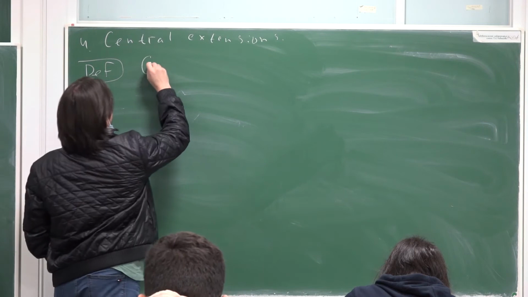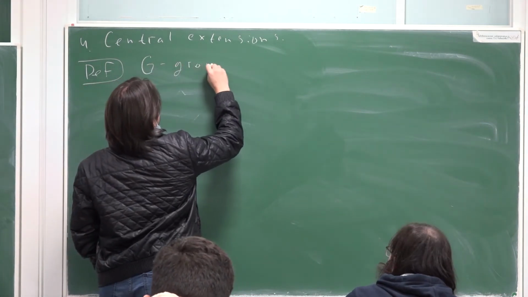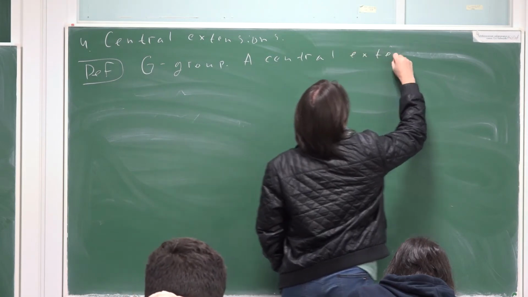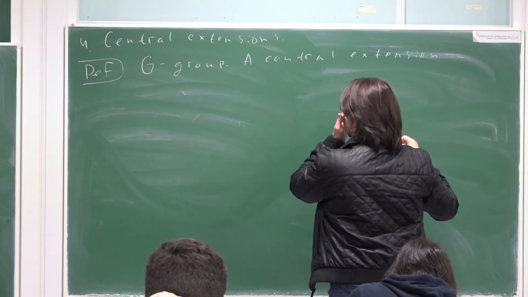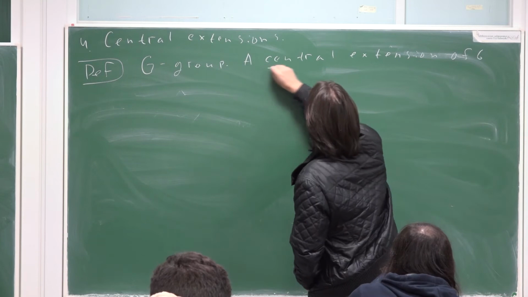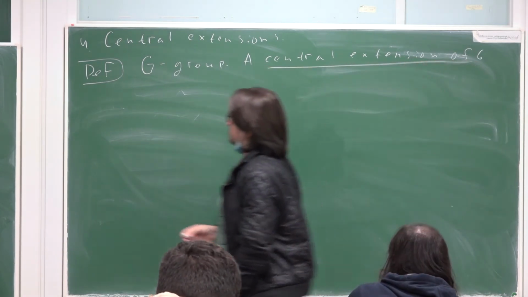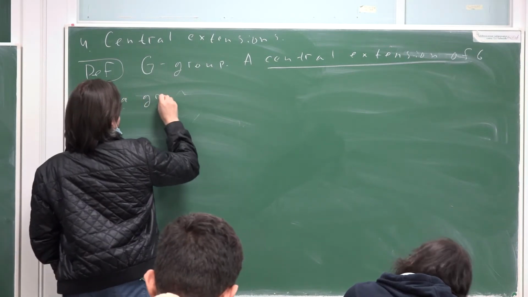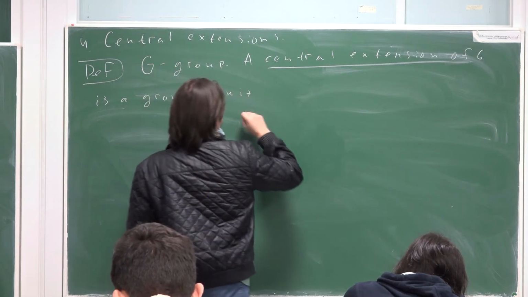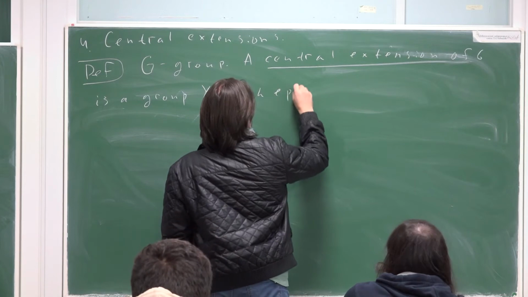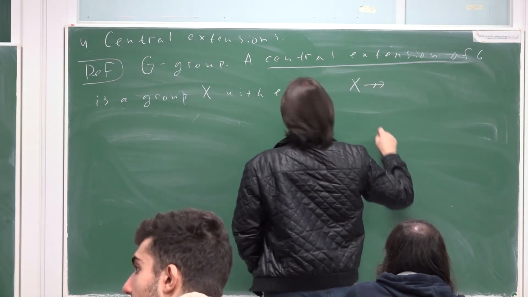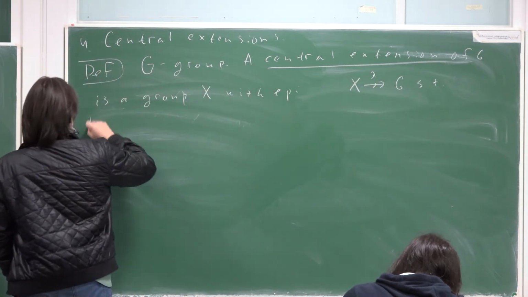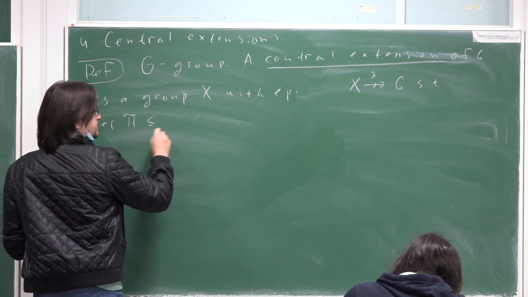Let G be a group. A central extension of G is a group X with an epimorphism π from X to G such that the kernel of π lies in the center of X.